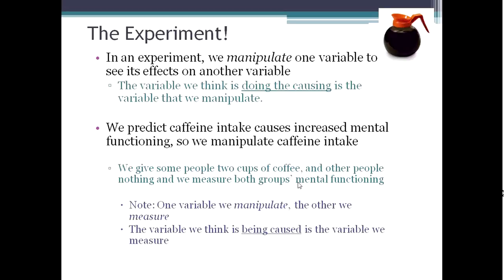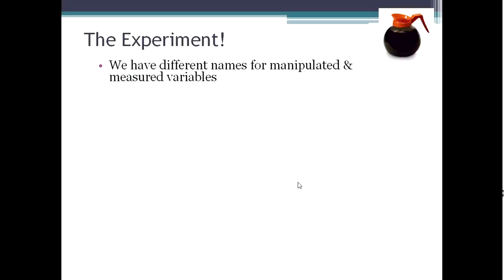Now notice in this example, we're manipulating one variable, and then we are measuring another variable. The one that we think is being caused, the one that we think is the outcome, is the variable that we measure. Now I say this in this example, we manipulate one variable, we measure another variable, but that's not always the best way to think about this. So just hold off on that idea for a minute.